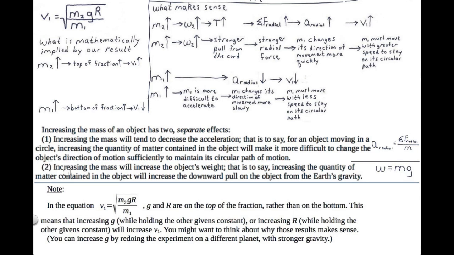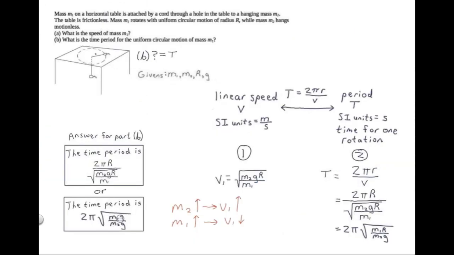Effect number 2. Increasing the object's mass will increase the object's weight. That is to say, increasing the mass will increase the downward pull on the object due to the Earth's gravity. Increasing m1 decreases v1 because of effect number 1. Increasing m2 increases v1 because of effect number 2. Now, in our result for the time period, m1 ended up on the top of the fraction and m2 ended up on the bottom of the fraction.